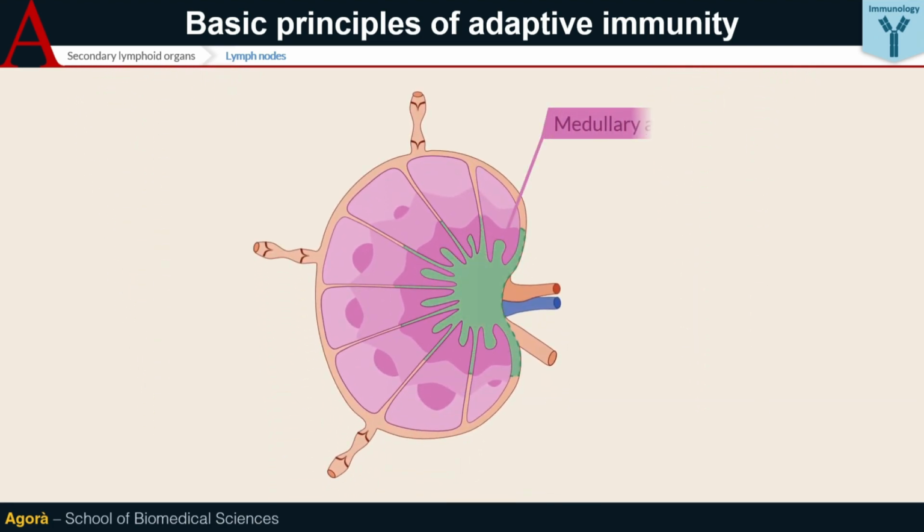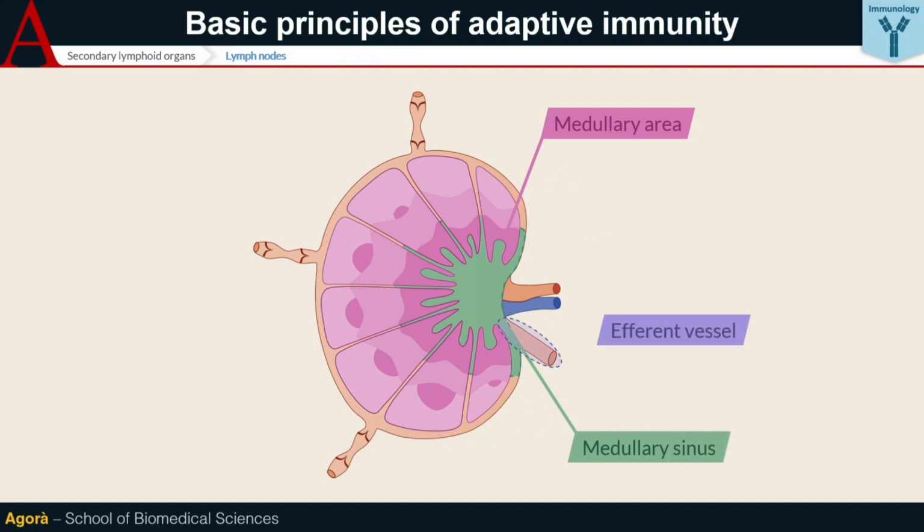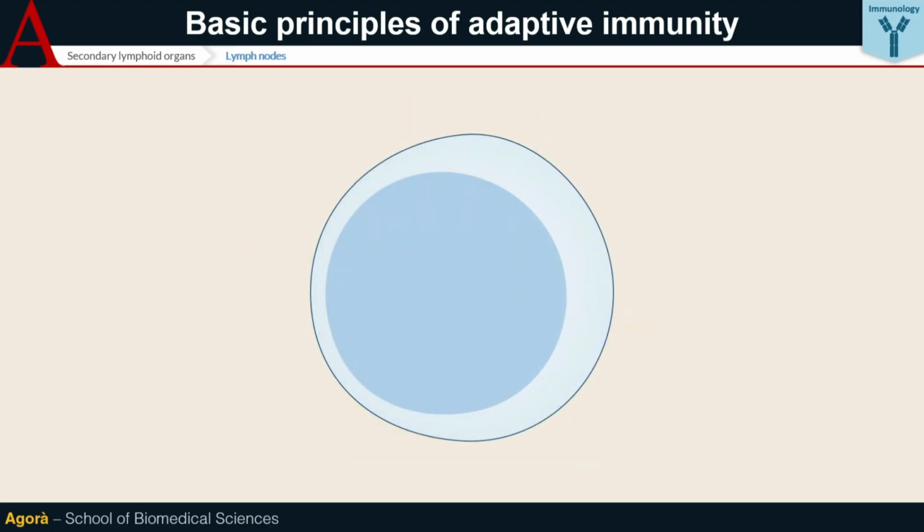Medullary area, where there are medullary cords, which are clusters of cells consisting mainly of macrophages and plasma cells. Medullary sinus, which collects the lymph coming from the lymph node. Efferent lymphatic vessels, from which lymphocytes and the lymph come out to reach the systemic circulation. These processes usually take 4 to 6 days.